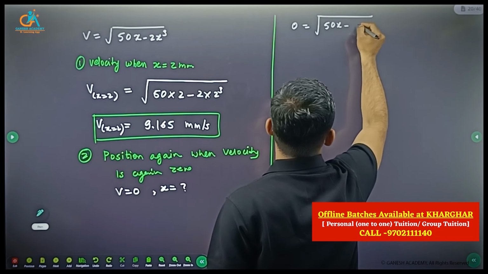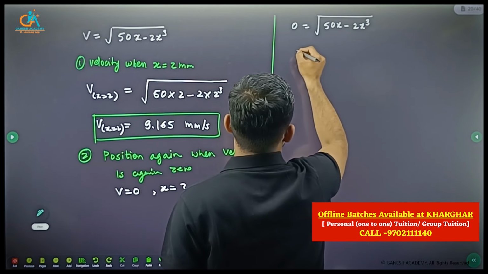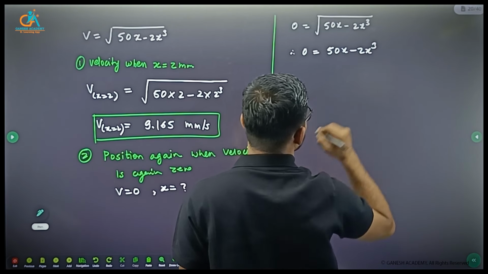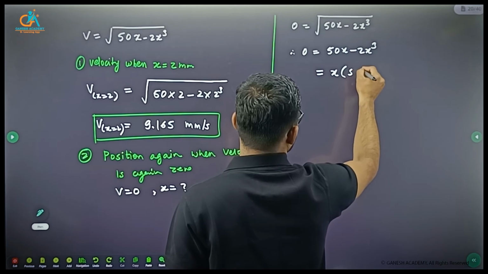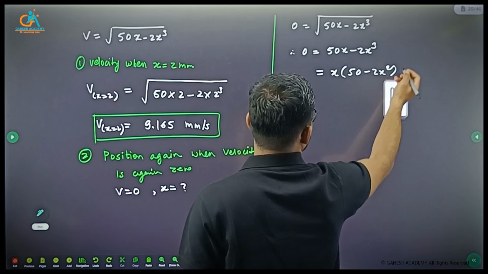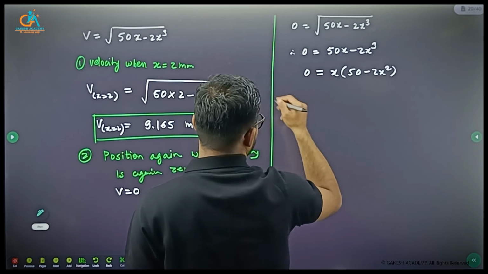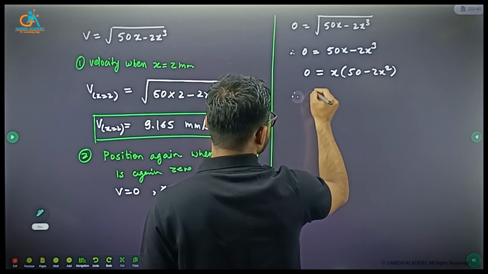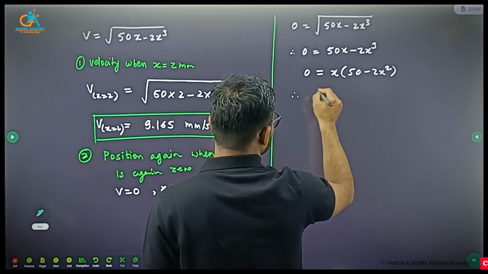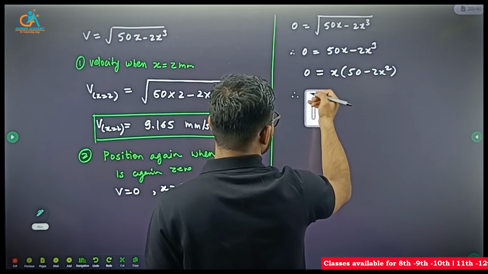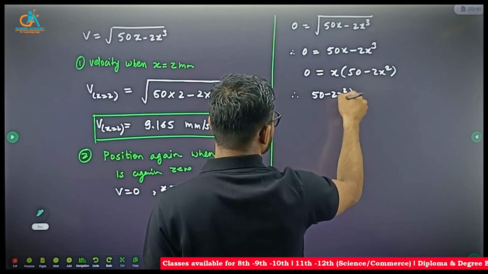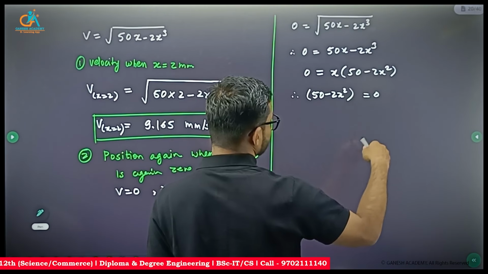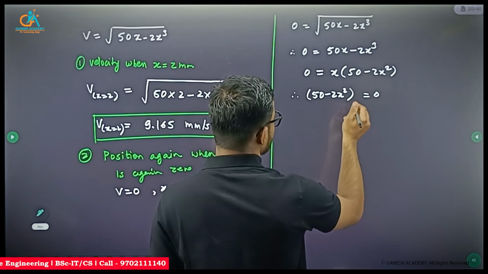So 50x minus 2x cubed. Squaring both sides, you get 50x minus 2x cubed. You can take x common here, so 50 minus 2x square. So either x is equal to 0, but they have mentioned again. Again means not the initial condition. That means for velocity to again become 0, this value 50 minus 2x square should be equal to 0. So we already know x is equal to 0. They are asking us the another instant where the velocity is 0.